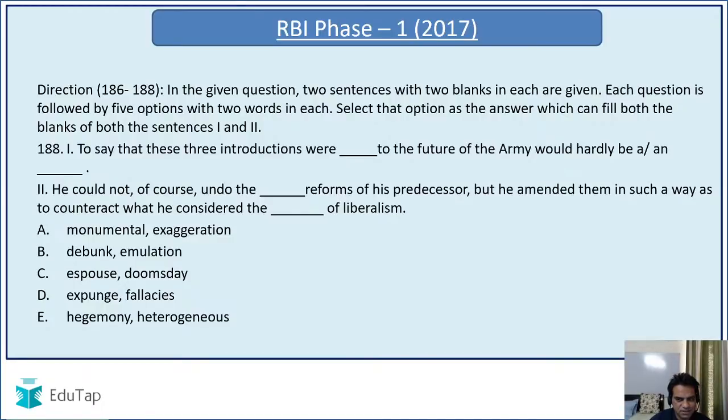Doomsday of liberation, doomsday fallacies, no. Emulation, no. Heterogeneous, no. Yes, guys. So if you eliminate options, looking at blank number A and blank number B, not C, the correct option is option number A, guys. To say that these 3 introductions were monumental to the future of the army would hardly be an exaggeration, and he could not, of course, undo the monumental reforms of his predecessors, but he amended them in such a way as to counteract what he considered the exaggeration of liberalism.